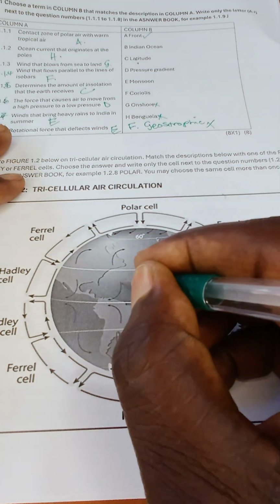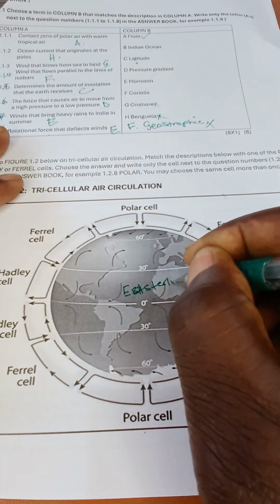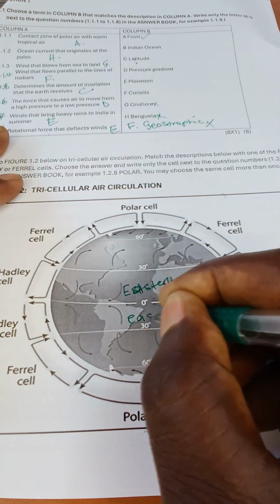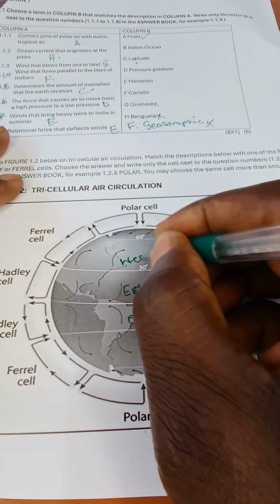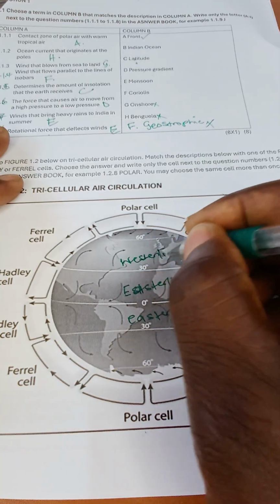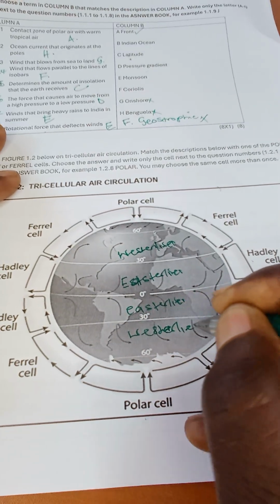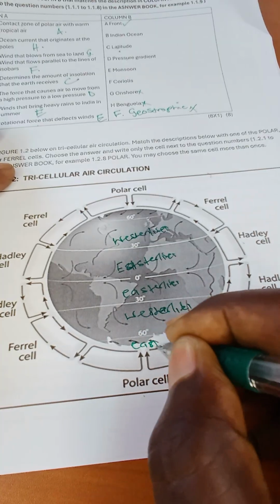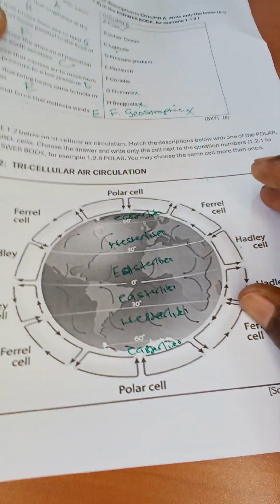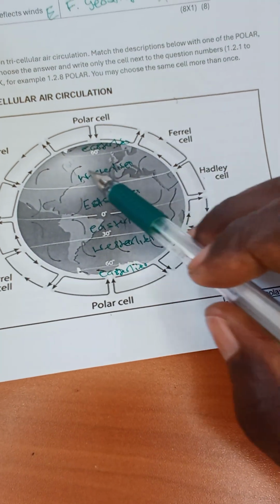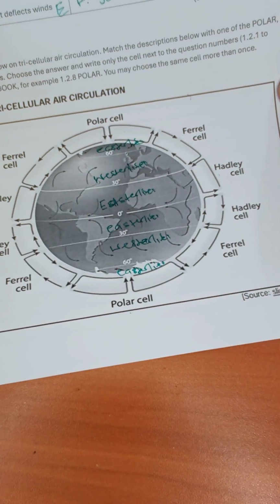Here we have got the easterlies here, okay? Easterlies. We have got the easterlies again here. Then we have got the westerlies here. Then we have got the westerlies again here. Then here we have got the easterlies. Here we also have the easterlies, okay? Here, of course, tropical easterlies, westerlies, polar easterlies, okay? I'll explain later the reason why I'm doing it this way, okay?